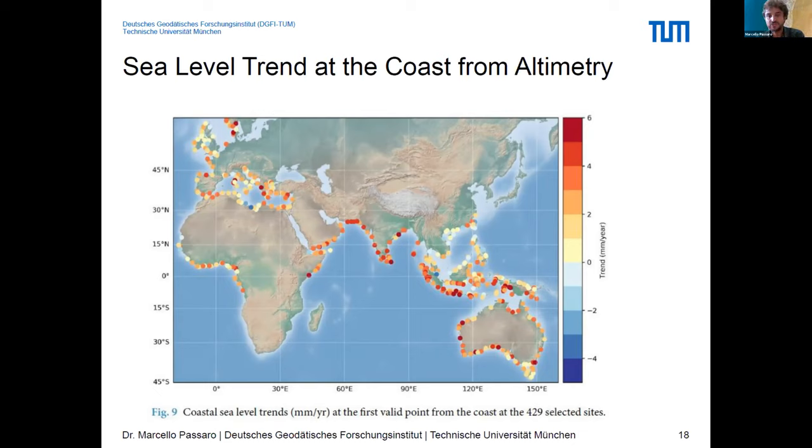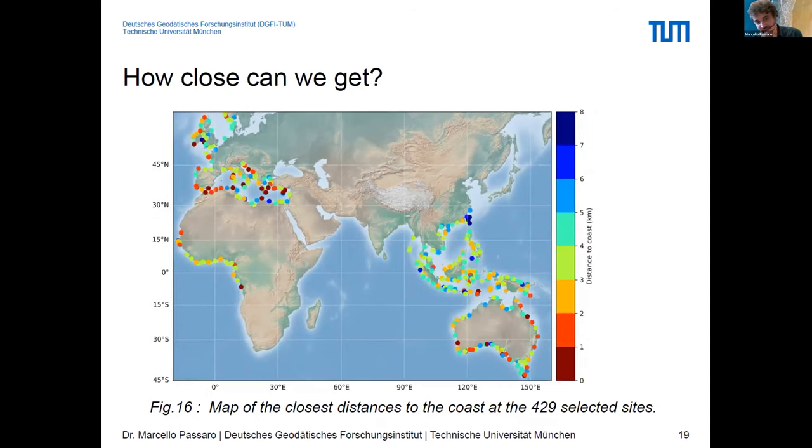This is done regionally because this product is associated with the regional ESA Climate Change Initiative product, which is nevertheless now almost covering the entire coastal world. But you see here a number of selected tracks, and in particular, the estimations of the coastal sea level trend. And you can see the typical picture of increasing trends at different levels, and also somehow a coherency of the signal that you're seeing at different regions. But I think what is interesting to observe here is also how close we could get to the coast to measure the sea level trend, which is shown here.